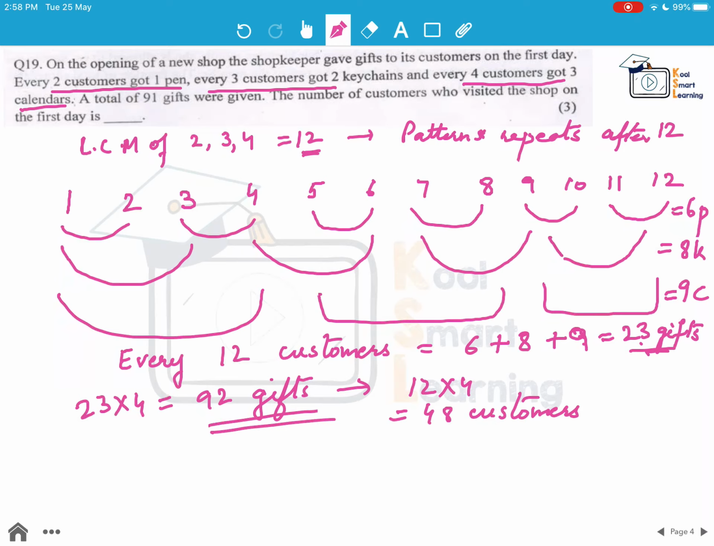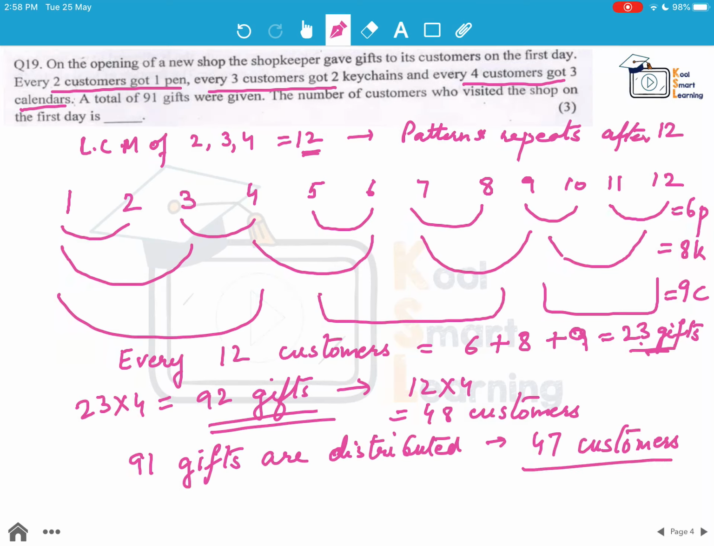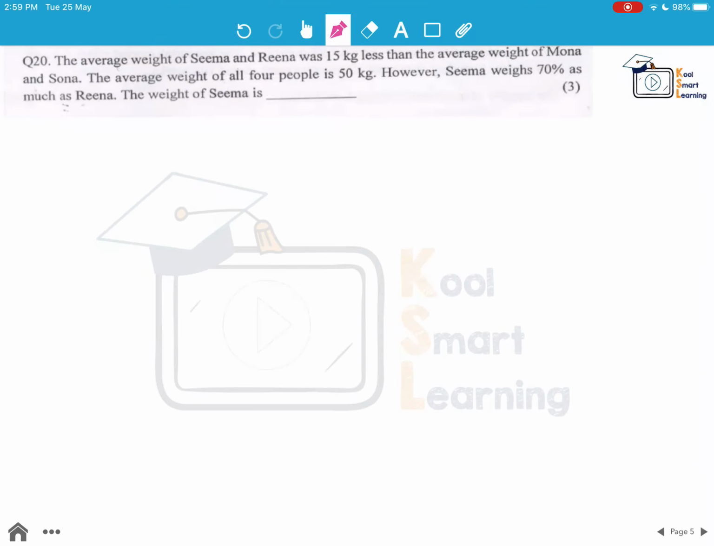Now since the number of gifts distributed is 91, the shop would have received 47 customers on the opening day of the shop. So this becomes the answer to this question. Moving to the last question of this session.